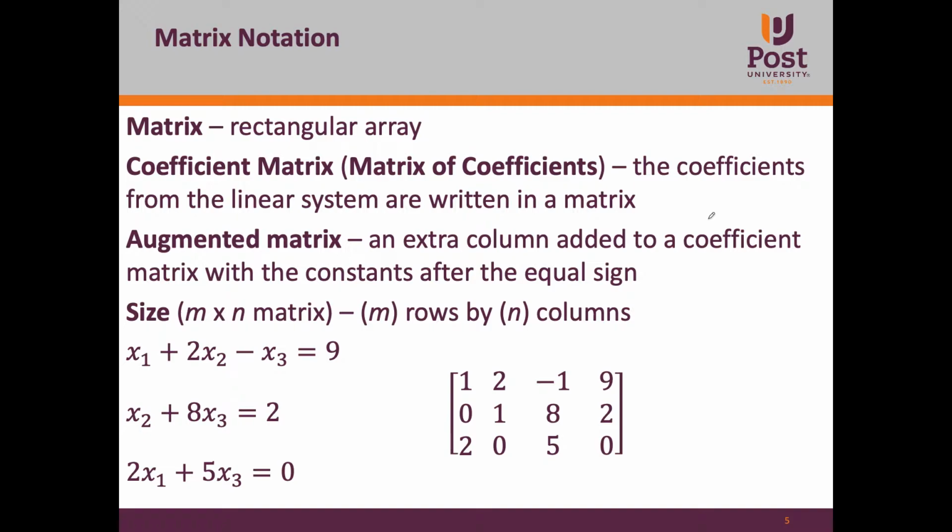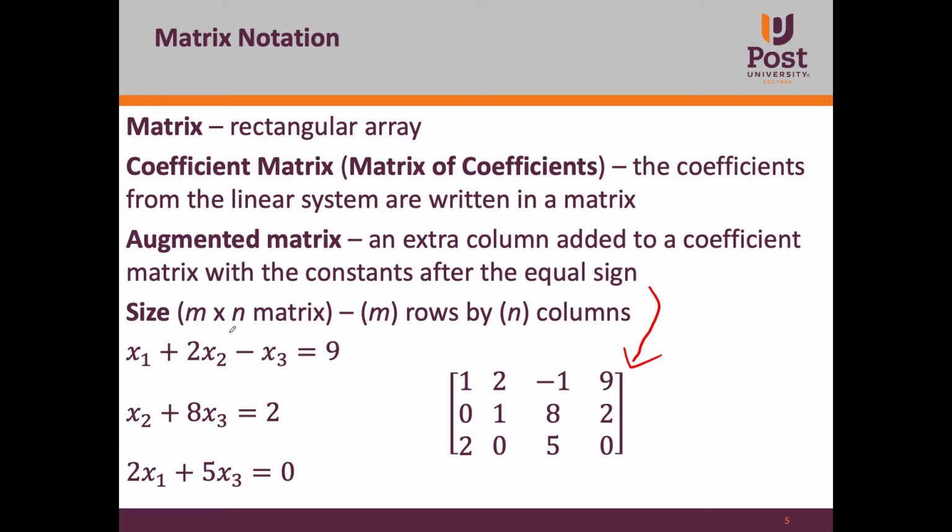And when it comes to our linear systems, we can write these using a matrix. And a matrix is just a fancy terminology for a rectangular array. Using that rectangular array, we have a type of matrix as a coefficient matrix, or a matrix of coefficients. That's where the coefficients from the linear system are written in a matrix in order. An augmented matrix adds an extra column to the coefficient matrix with the constants after the equal sign, such as this matrix down here is an example of an augmented matrix.